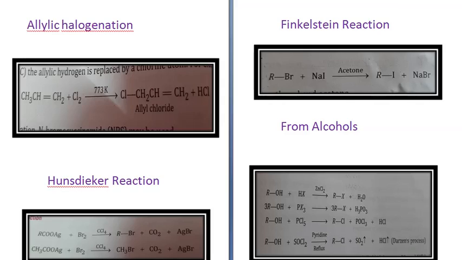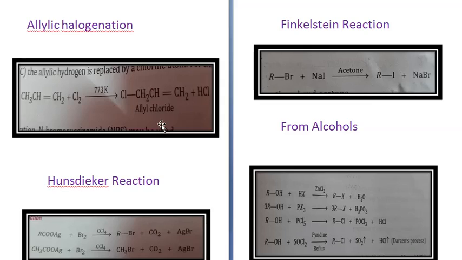For example, if you take the example CH3CH double bond CH2, this is propene. When it is treated with chlorine at 773 Kelvin temperature, then the allylic means the carbon atom which is not attached to the double bond. From this first carbon, the one which is not taking part in double bond, one hydrogen has been removed and in its place a chlorine has been added. So you get CH2Cl CH double bond CH2 plus HCl. This is called allyl chloride.